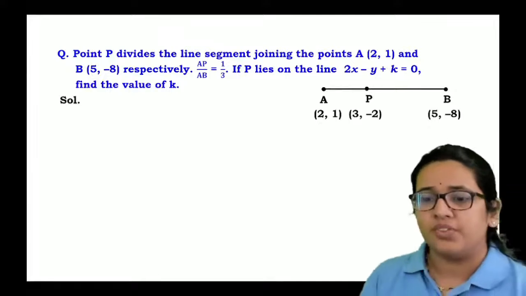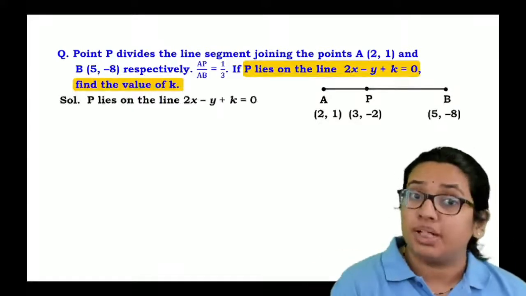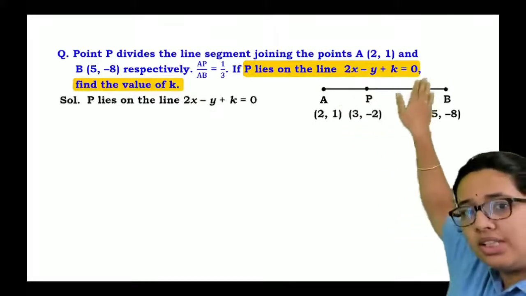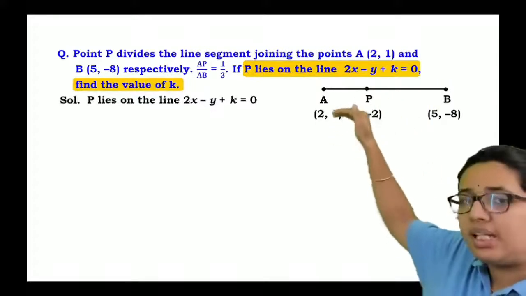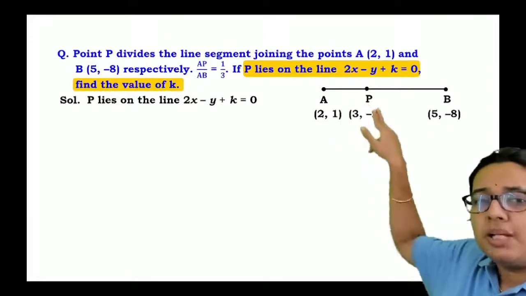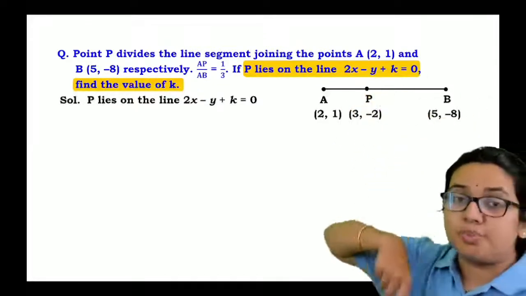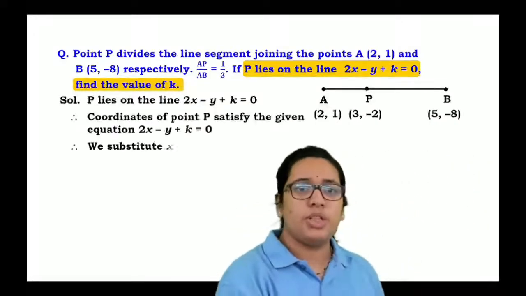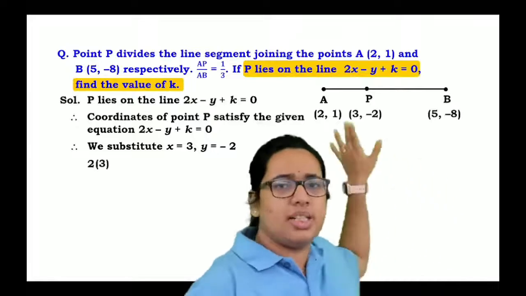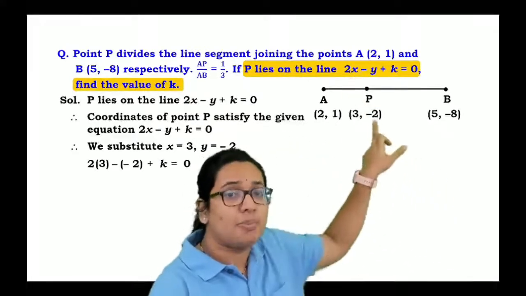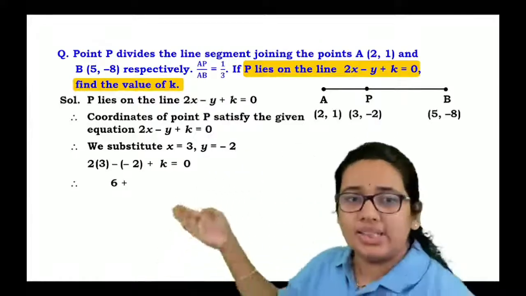Hence you got the coordinates of point P, which are 3 and minus 2. But the next part, where it says P lies on this line, it means that whatever the coordinates of P are, if you put the x coordinate value of P in place of x and the y coordinate value of P in place of y, then your equation will be satisfied. So what you will do: wherever you get x, put 3 in place of x, and wherever you get y, put minus 2 in place of y.